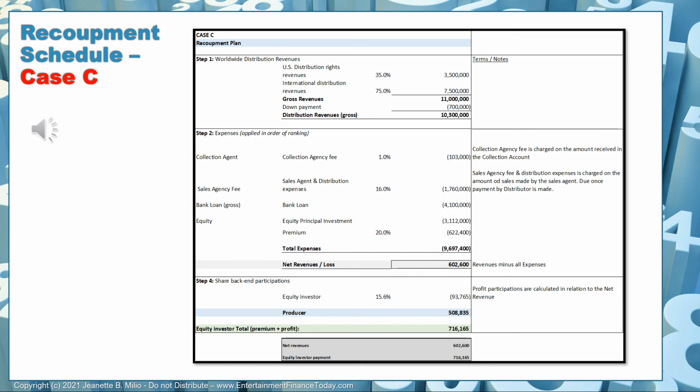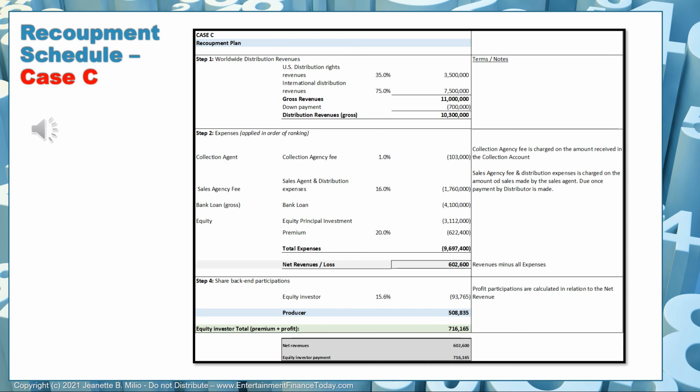The collection agent will then again charge their 1% fee of $103,000. The sales agent again will charge their 16% fee of $1,760,000. The bank loan is now higher, it's $4,100,000 because we added a gap loan to the equation, but the equity is lower at $3,112,000, plus we're paying a premium of 20% of that, which is $622,400. So all in all, our expenses are now $9,697,400.